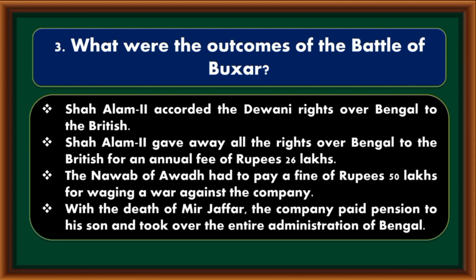What were the outcomes of the Battle of Buxar? Shah Alam II accorded the Diwani rights over Bengal to the British. Shah Alam II gave away all the rights over Bengal to the British for an annual fee of rupees 26 lakhs. The Nawab of Oudh had to pay a fine of rupees 50 lakhs for waging a war against the company. With the death of Mir Jafar, the company paid pension to his son and took over the entire administration of Bengal.